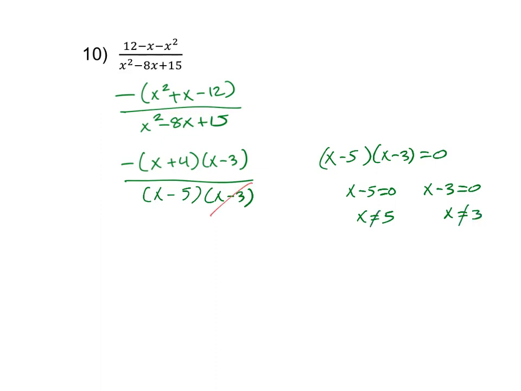And now I'm just simplifying x minus 3 with x minus 3. So I have negative x plus 4 divided by x minus 5, and I'm going to distribute that negative. So negative x minus 4 divided by x minus 5. And that's it.